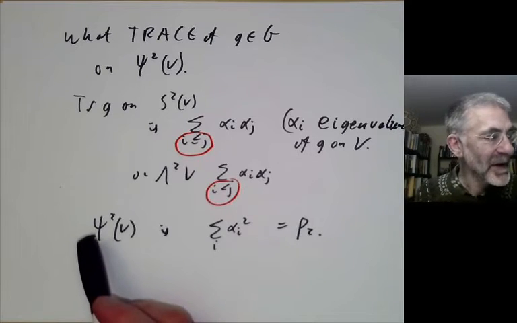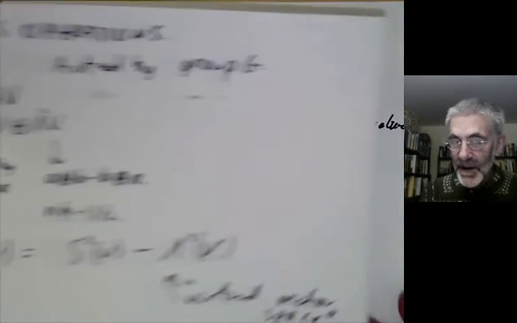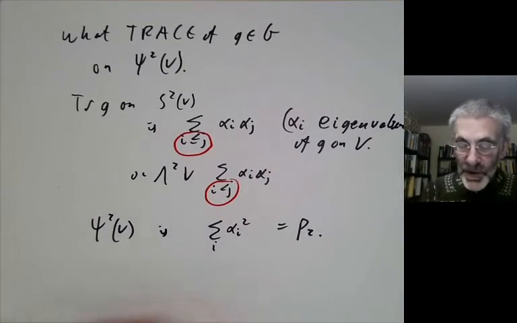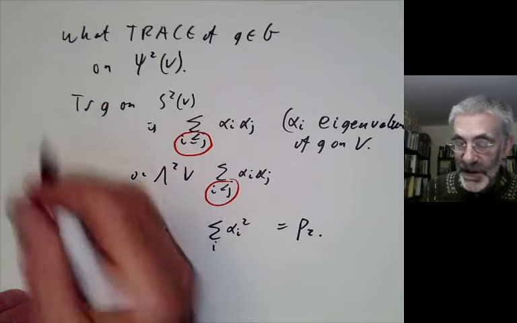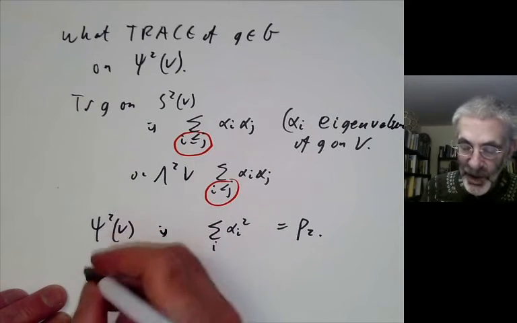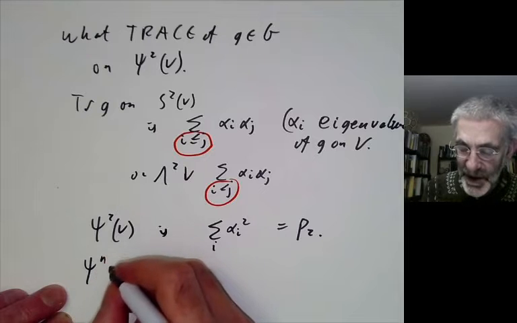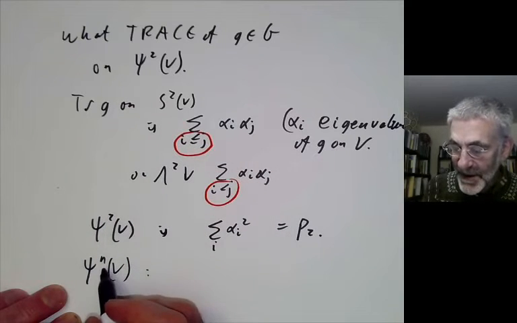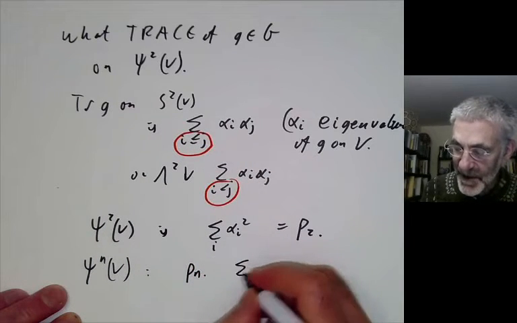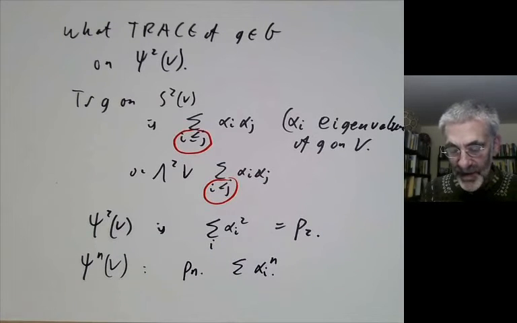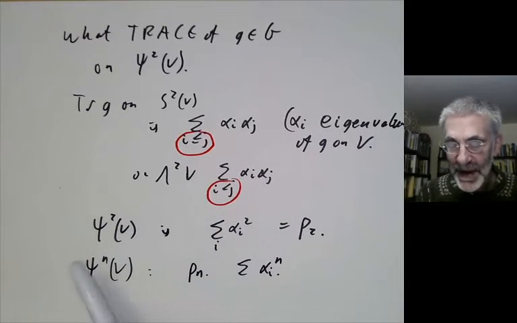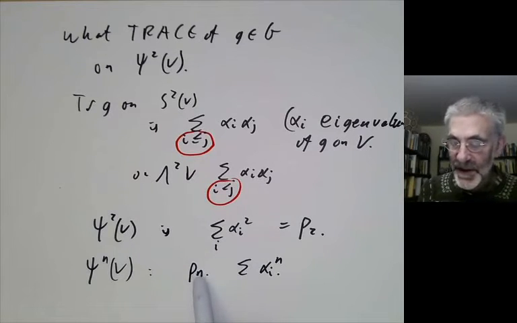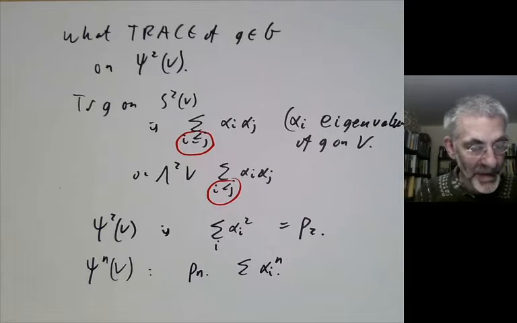Now, what I've done here is just for the tensor product of two copies of the vector space. We can also take tensor products of n copies of the vector space and do a rather more complicated operation and extract from something called the Adams operation of degree n. And here the trace of an element g on the nth Adams operation just turns out to be Pn, the sum of the nth powers of the alphas. So in order to work out what the Adams operations are explicitly, you need to use Newton's identities for expressing these numbers Pn in terms of the elementary symmetric functions.